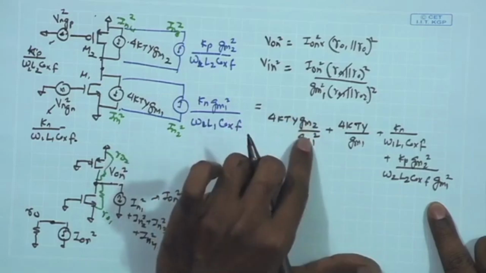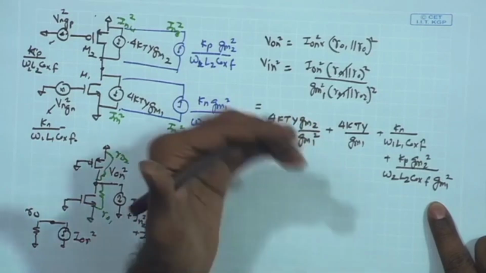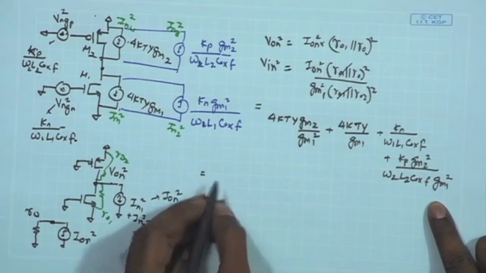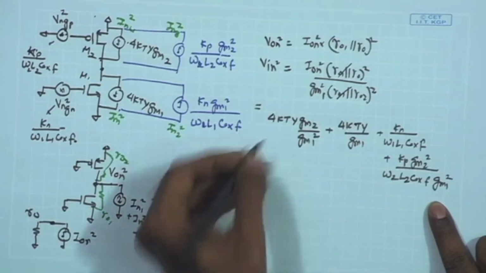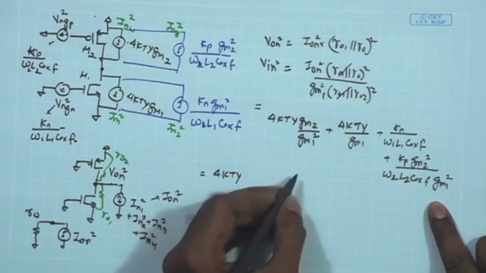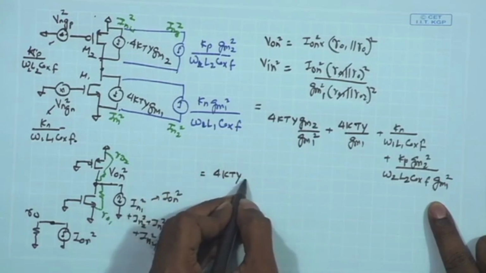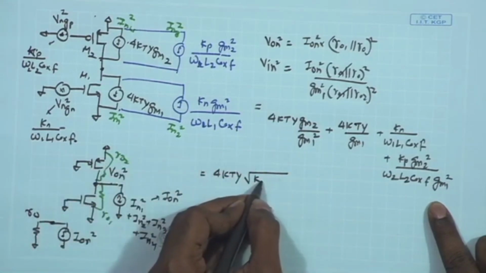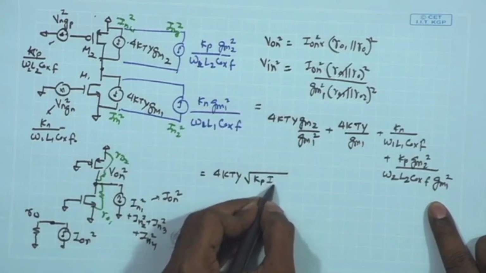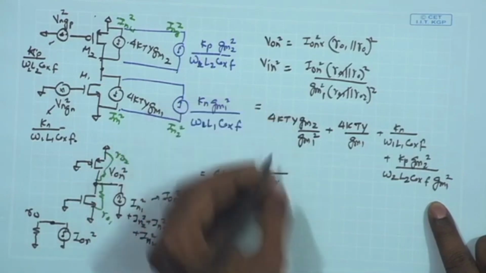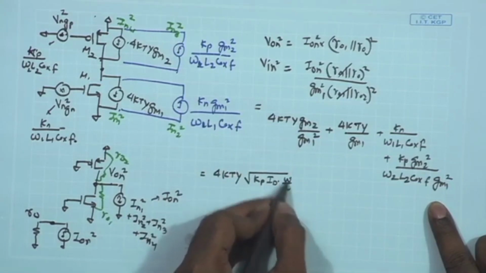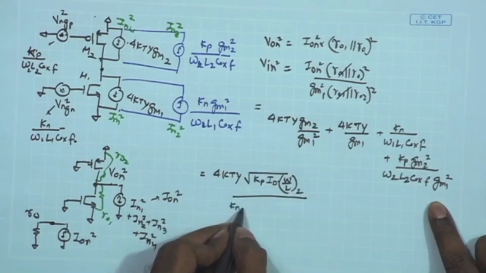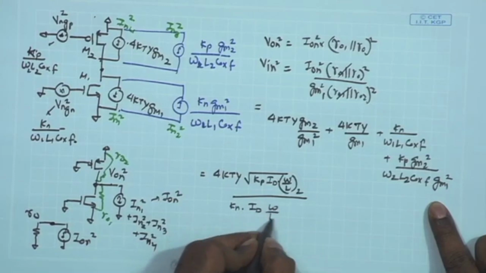So, the only factor that remains is the W by L ratio and the constant terms like the mu P C O X, which are just constant factors. So, I can write it down as 4 kT gamma, and here you are going to get root under the constant terms. I am writing it as Kp, and then you have I d times the W by L of this MOSFET 2, and likewise in the denominator side I have the Kn times I d times W by L of MOSFET 1.